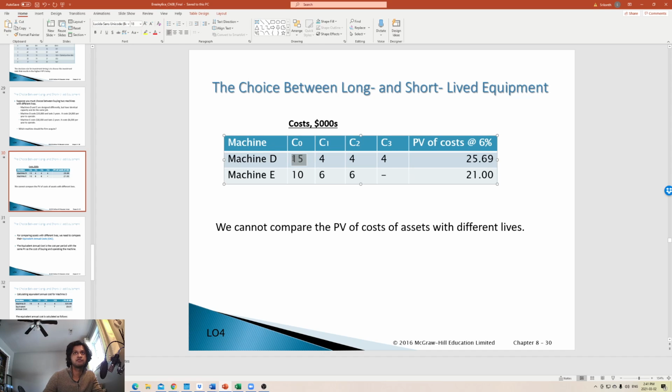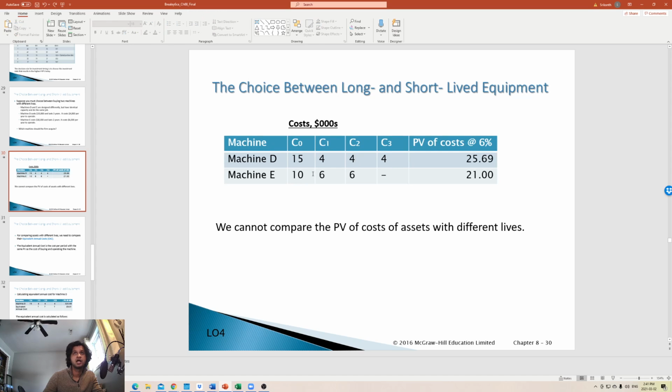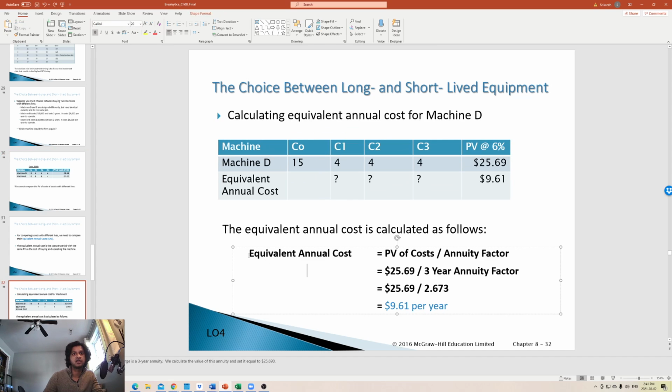If you take this huge initial investment and spread it across the life of the project, that gives you an effective equal annual comparison between the two machines, and that allows you to make your decision. So how do you calculate this effective annual cost, or equivalent annual cost? It's just the present value of the cost divided by the annuity factor. Here, the present value of all these costs is 25.69.